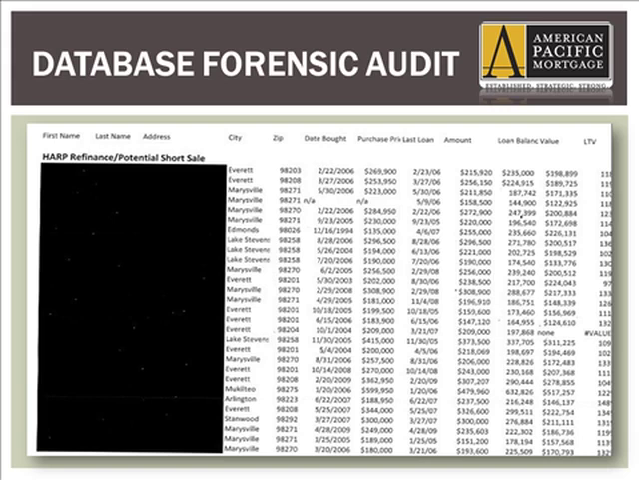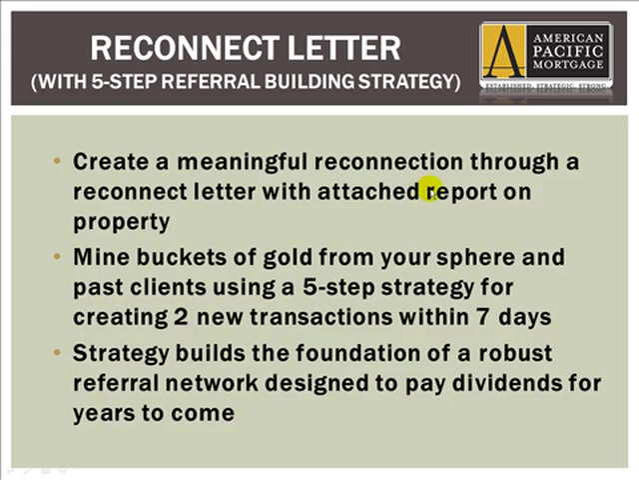So you want to bring up a buyer-related series of marketing pieces to drive them to you when it comes time to buy. Once we've performed the audit, we're going to create a reconnect letter, and it'll be merged with the data we pulled from the report. And we have a 5-step strategy for creating 2 new transactions within 7 days. Now, these aren't two new transactions closing within 7 days. It means 2 new people who are moving forward with something within the next 7 days because of your 5-step strategy for going after your sphere and your past clients.